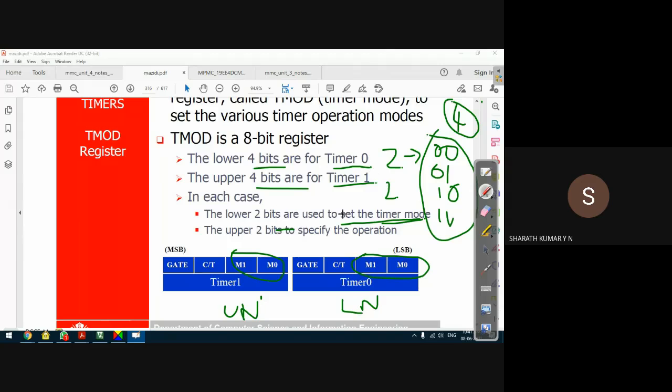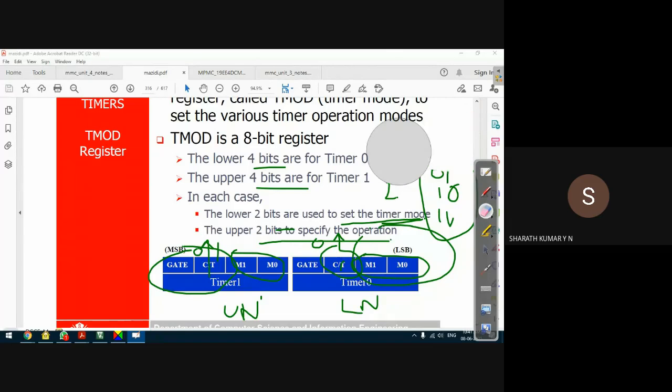If you want to increase the number of modes to, let us say, 8 modes of operation, the number of bits also has to be increased. The upper 2 bits of each timer specify the operation, that is, whether we are selecting the timer as a counter or a timer. If these bits are 0, the timer is used as a timer. If these bits are set to 1, it is used as a counter.